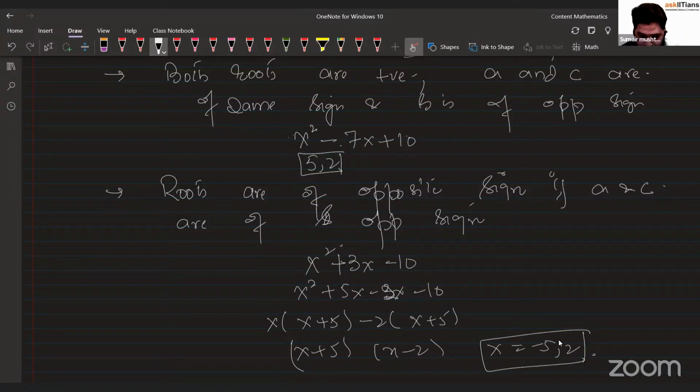Clear? Every one of you, give me a thumbs up if it's clear to you. Come on, guys. Is this clear to all of you? Give me thumbs up. Is this clear?